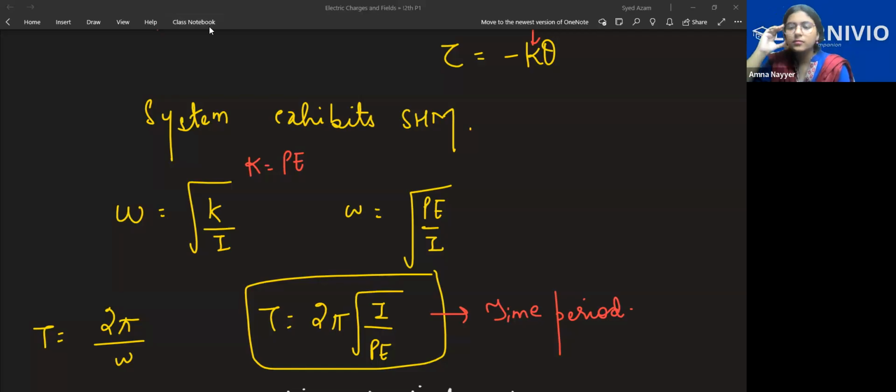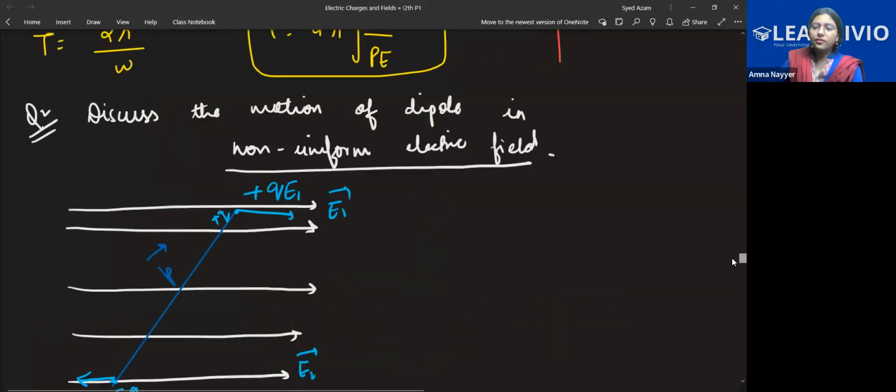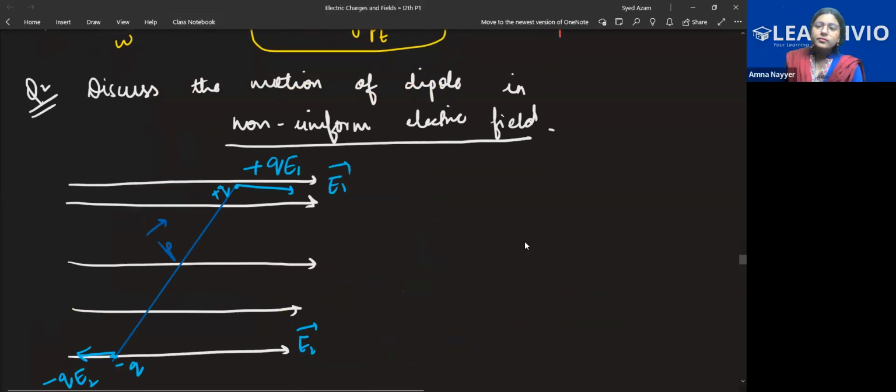Yes, ma'am. Okay. See, class, what we were discussing till now was when the electric field was uniform. So the dipole was placed in a uniform electric field, so we obtained that torque and everything. What if the dipole is put in a non-uniform electric field? Like this. Electric field is not uniform. It is having some E2 value here.